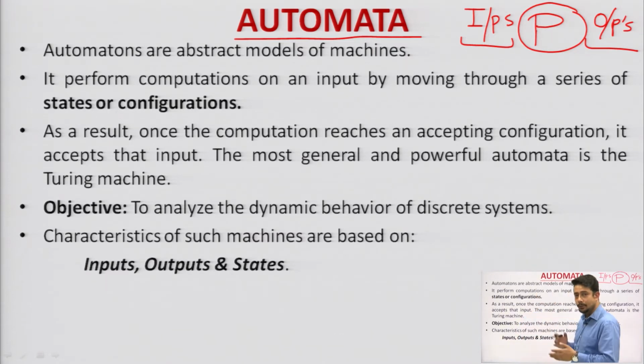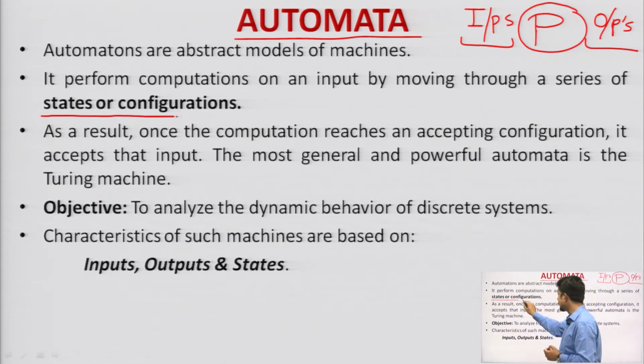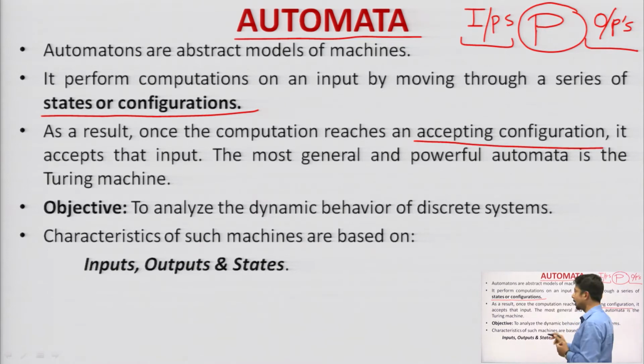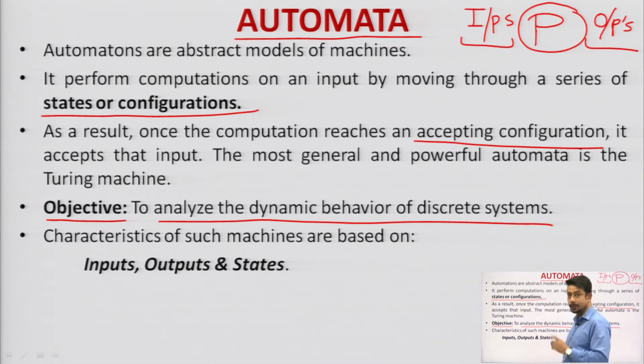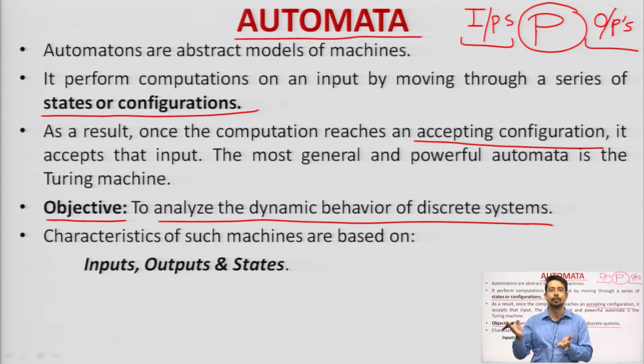Now, what are the terminologies which we need to understand and keep in mind? First of all, states and configurations, and then reaching an accepting configuration once the computation is done. I am carrying forward some important terminologies so that we can analyze things. Then we will find the objective of the machine. The objective is to analyze the dynamic behavior of discrete systems, not the static behavior, and put it together into a base model. That is the main objective of automata theory.